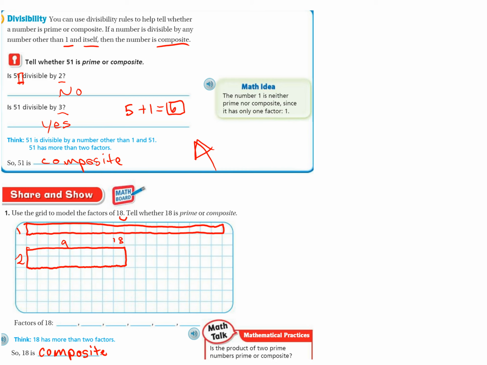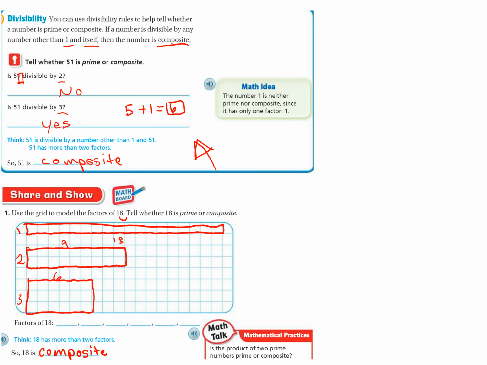Let's see, any other ways? 3. Will 3 work? Well, let's count by our 3's. 3, 6, 9, 12, 15, 18. Yep, 3 will work. 3 by what? Well, 3, 6, 9, 12, 15, 18. So that was 3 by 6. That will also give us 18.